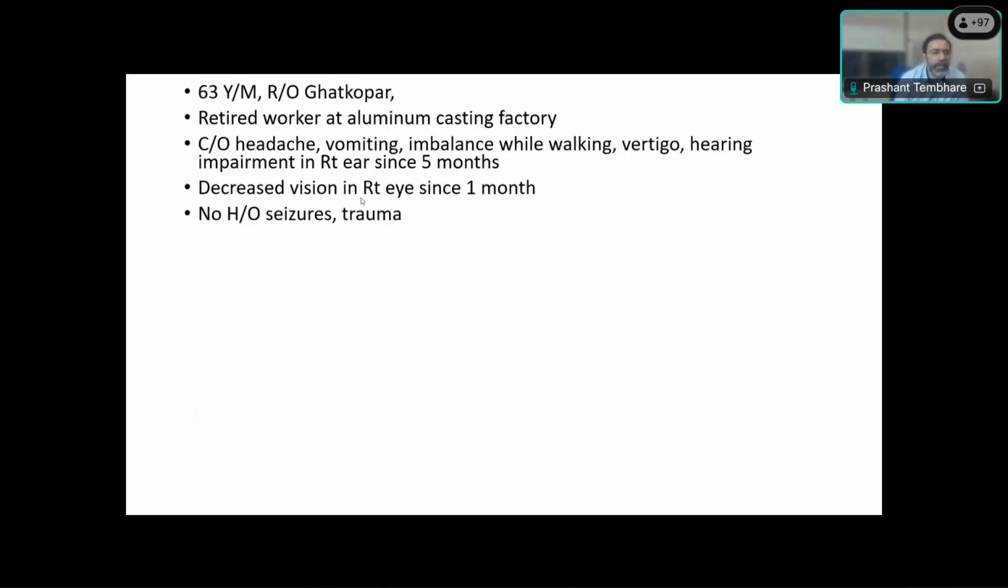Okay, so let's go to case 3. This is a 63-year-old patient, a retired worker, who presented with headache, vomiting, imbalance while walking, vertigo, and hearing impairment. These look like central nervous system abnormal features, along with decreased vision. But there was no history of seizures or any trauma.